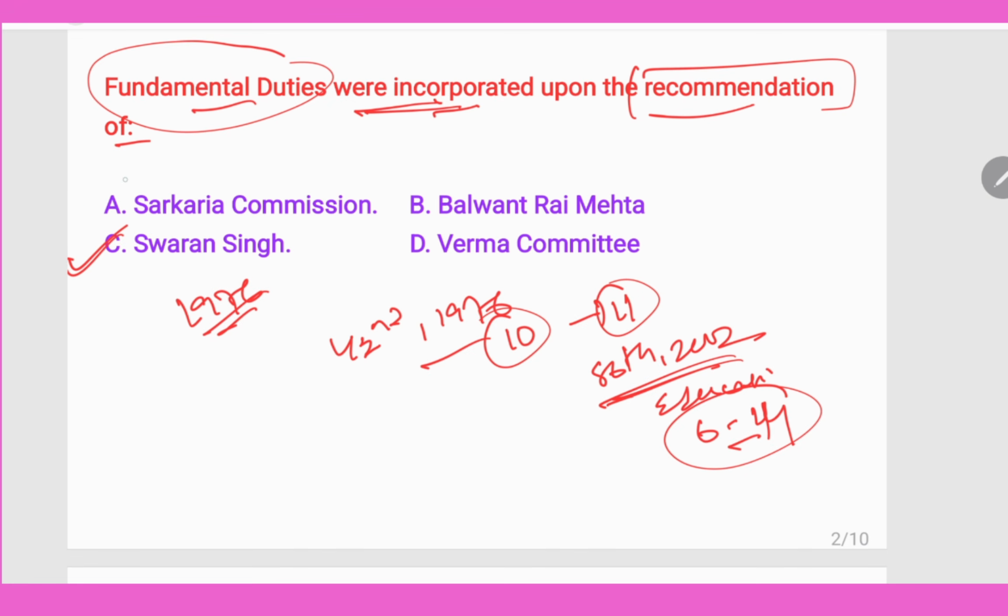The Sarkaria Commission says about center-state relations. Okay. The Balwant Rai Mehta Committee says about Panchayati Raj system. Remember, Sarkaria Commission says about center-state relation, Balwant Rai Mehta Committee is about Panchayati Raj, and Swaran Singh Committee is about fundamental duties.